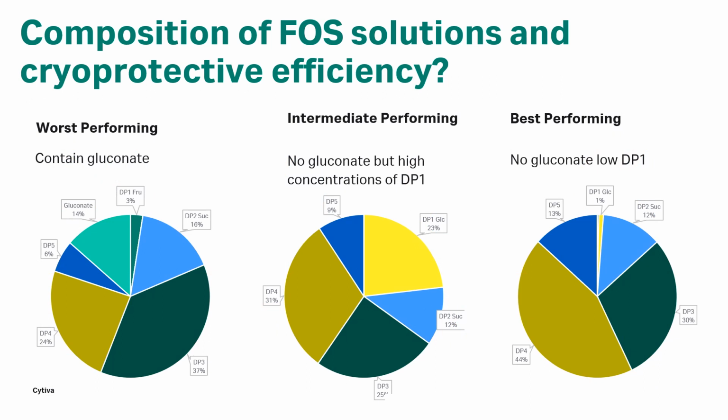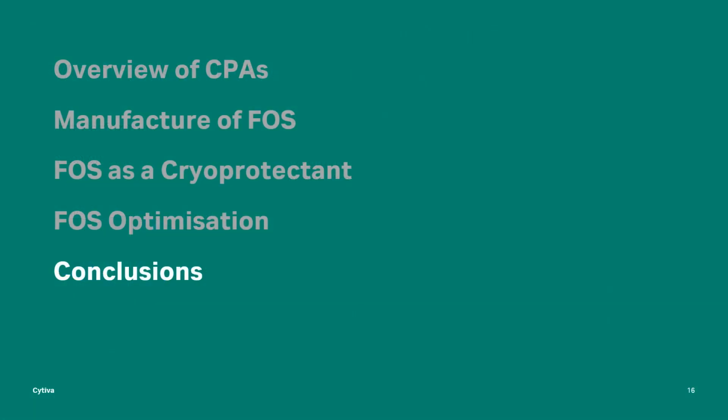And just summarising from the previous slide, we can see the worst performing phoses contain gluconate. The intermediate doesn't contain gluconate, but it does contain a lot of individual glucose molecules. And the best performing, the one on the right, removes most of the small molecules, leaving a mixture that's primarily composed of phos containing 3, 4 or 5 base sugars. So, of course, there is always much more to say, but to keep in time, I'll start wrapping up here and going through some of the conclusions.